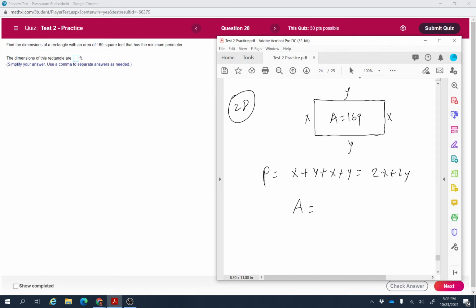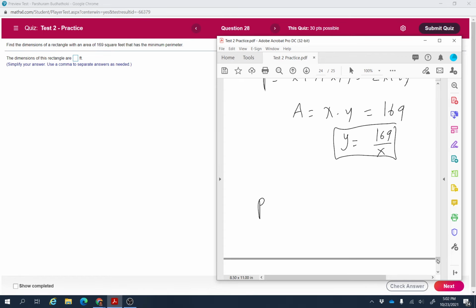Area means it's x times y. This is given as 169, so we can write y as 169 over x. So by using this relation between y and x, I can write the perimeter as 2 times x plus 2 times y, which is 169 over x. So now the perimeter is a function of x.